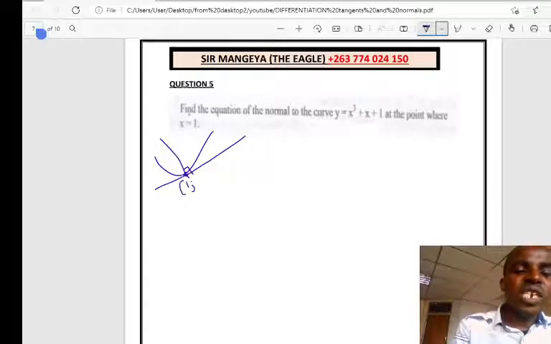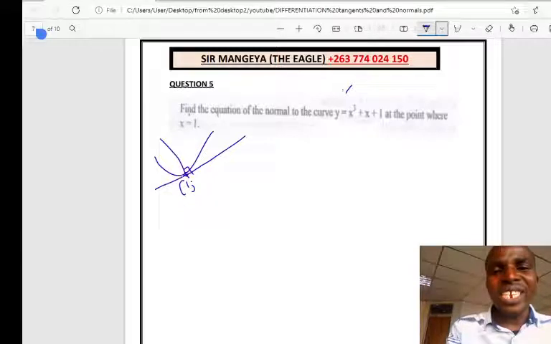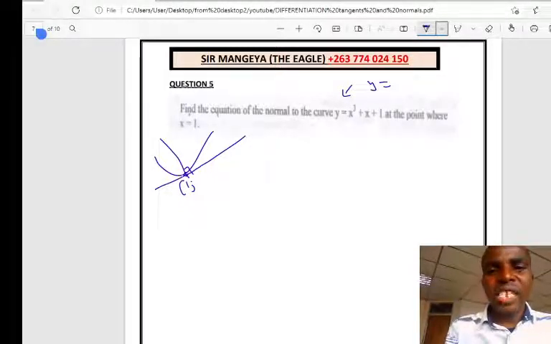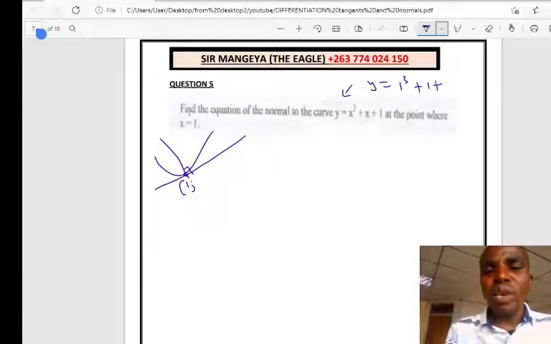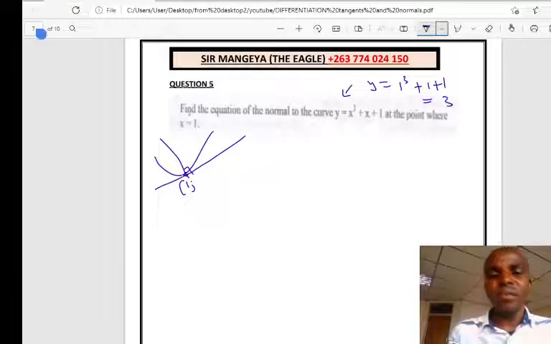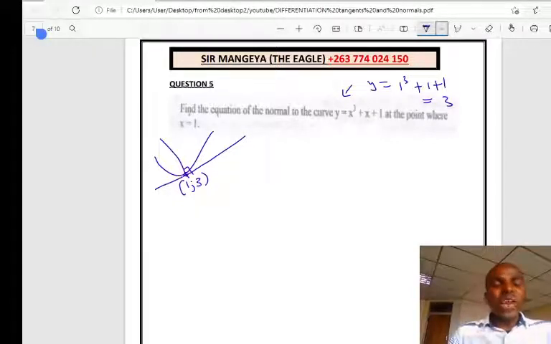You have to find out, if x is 1, what will be y? So you substitute in your equation: y is equal to x cubed plus x plus 1. Where there is x, you put 1. 1 cubed plus 1 plus 1. You get y is equal to 1 plus 1 plus 1, which is 3. So y will be 3 in this case. That's the point. So already we have a point.